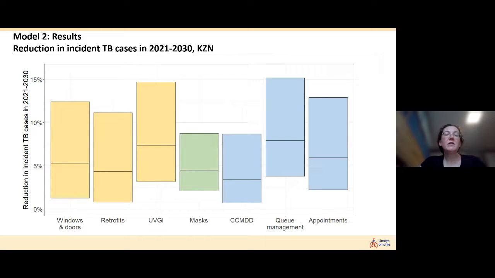This is now the reduction in all incident TB cases in adults in the community between 2021 and 2030 that could be prevented by the intervention in clinics. The best estimates range from 3 to 8%, and the full range is 0.7 to 15%. The relative impact of the interventions on community-wide disease mirrors their impact within the clinics, with the queue management and UVGI interventions having the largest impact.